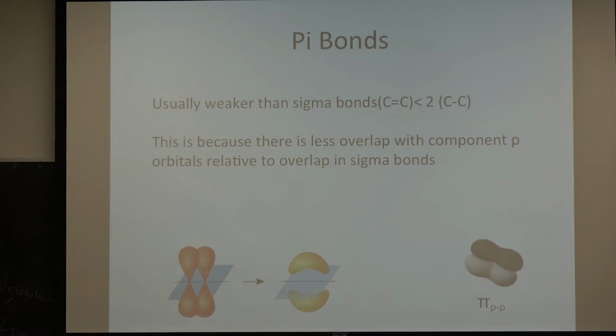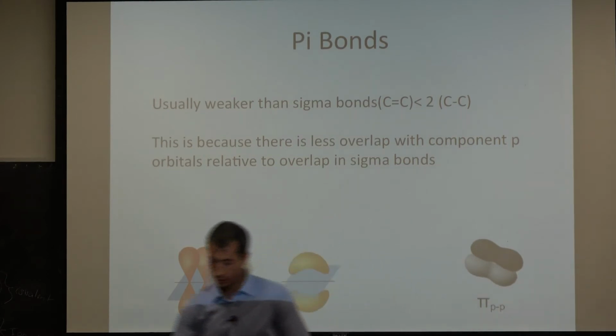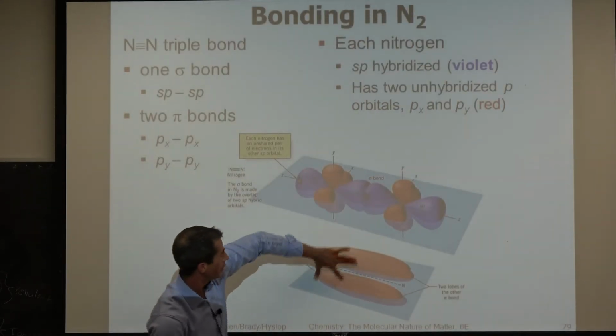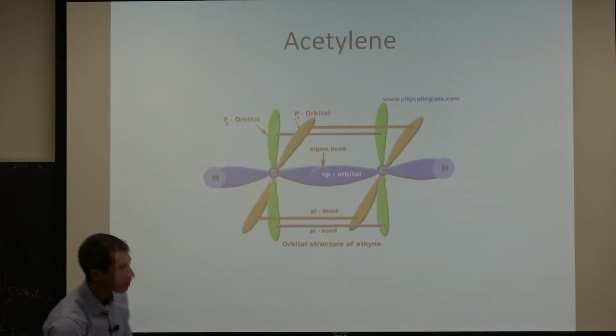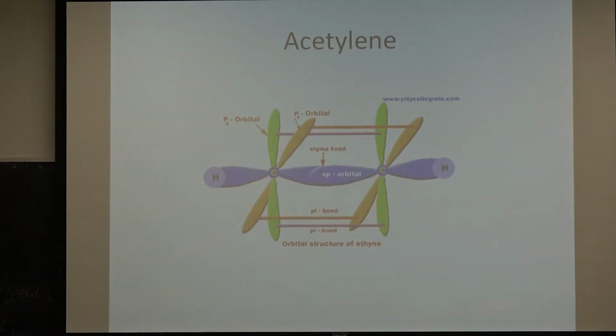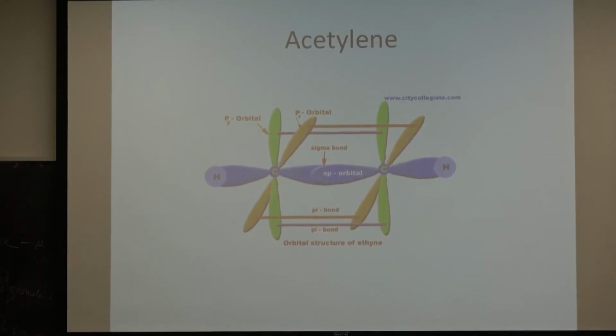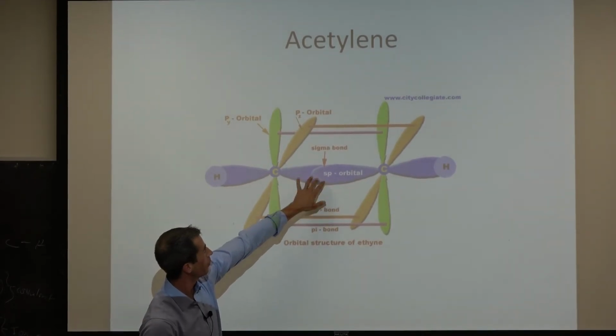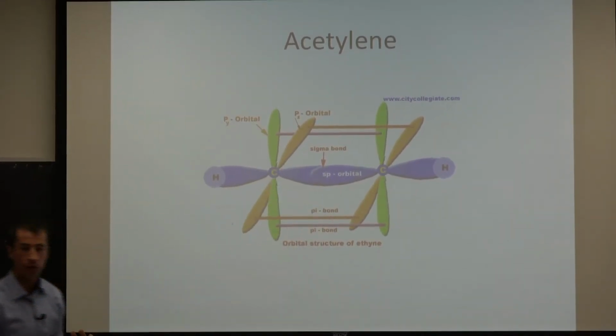So the top part is the sigma bond, and then these are two pi bonds. So this would then look like a sigma bond and then two pi's. If you want to look at it differently, here's acetylene. So acetylene's also a triple bond, right? So one sigma and two pi bonds.